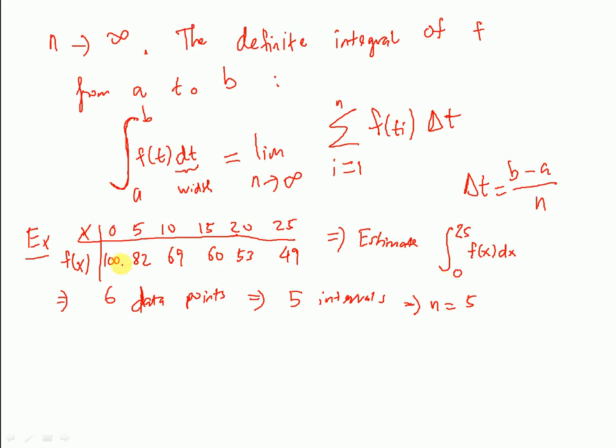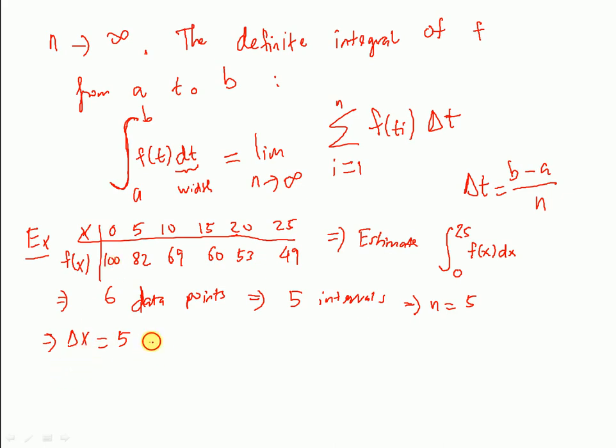And you can see here, from 0 to 5 it's 5 units, 5 to 10 it's 5 units, 10 to 15 it's 5 units. So your delta t, in this case, because we are using x, my delta x is 5. Because the width of my rectangles is 5. It's equally spaced, so each interval has a width of 5.